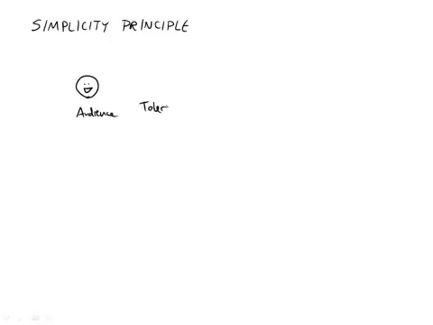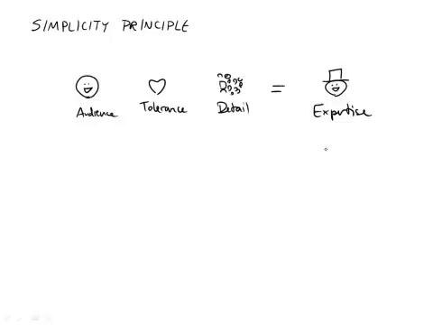tolerance for detail, an audience's tolerance for detail is directly proportional to someone's level of expertise. So if I'm an expert, I have a different level of tolerance than someone who might be a newbie. That's the simplicity principle. An audience's tolerance for detail or elaboration is directly proportional to that audience's level of expertise with the subject. Let's go ahead and just write that down.